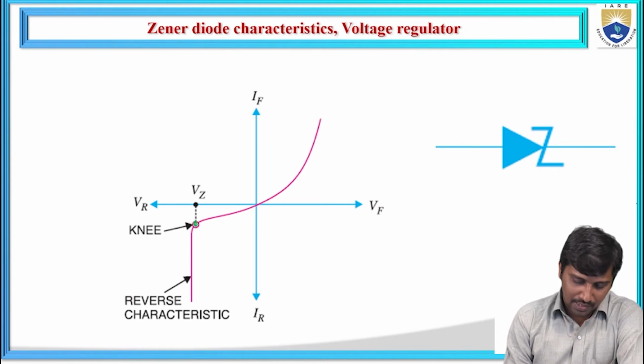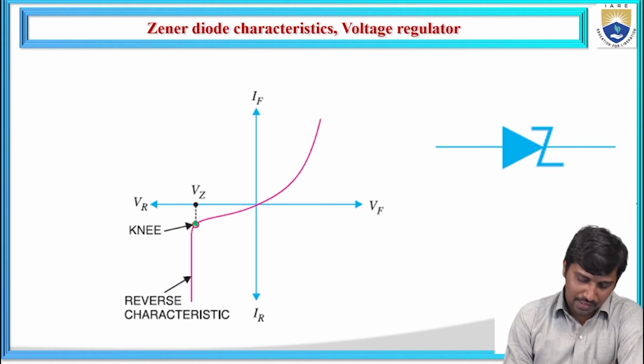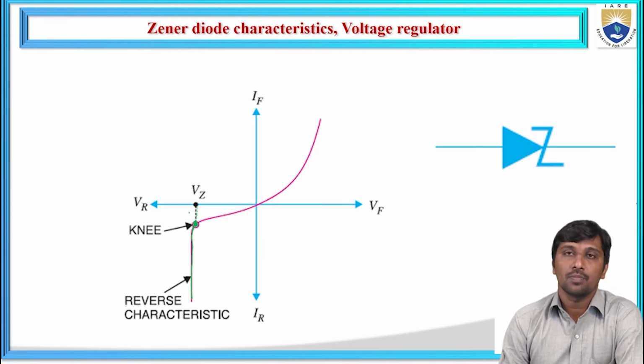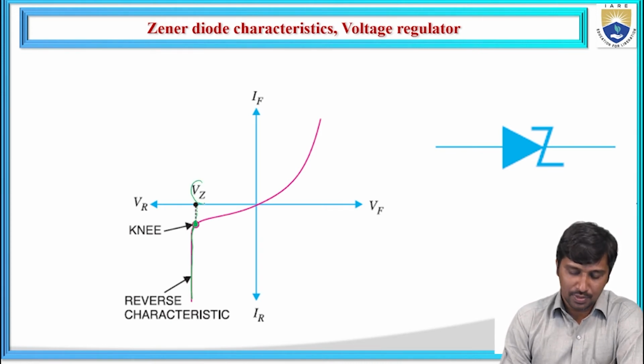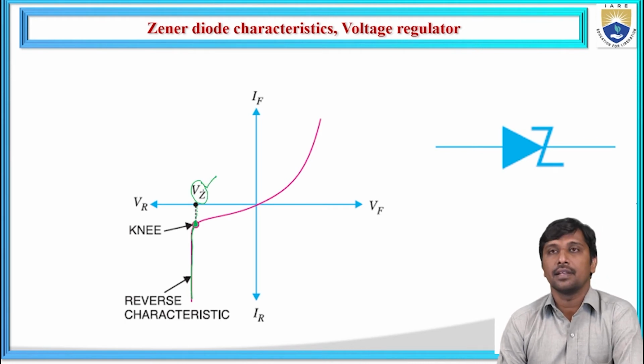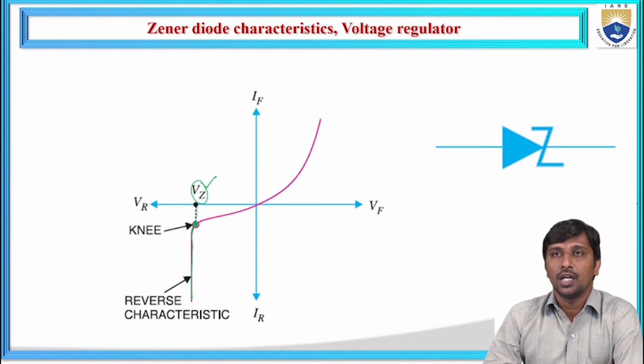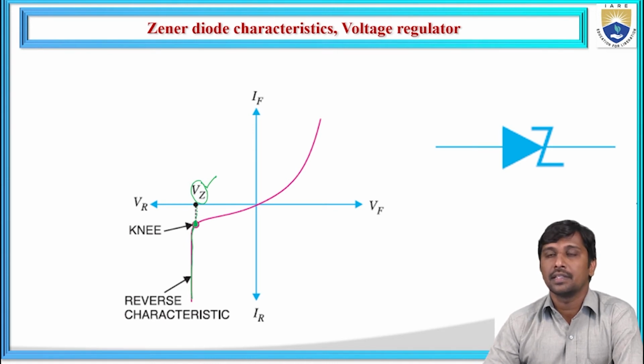This point we represented as a knee point, and after this knee point, the Zener current sharply increases. So at which point a sharp linear current flows, that particular voltage is represented as Zener voltage. So up to this point, we observed the difference between a normal PN junction diode and a Zener diode here. Then we also observed the characteristics of the Zener diode.